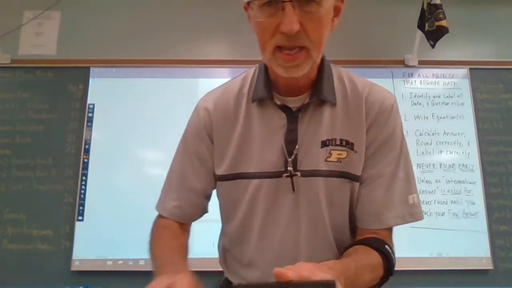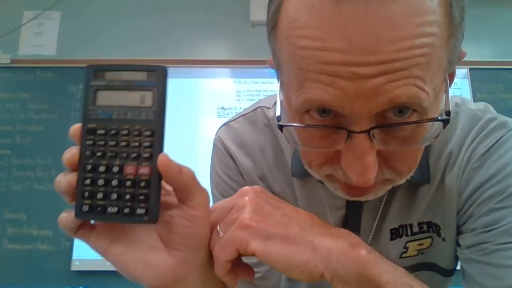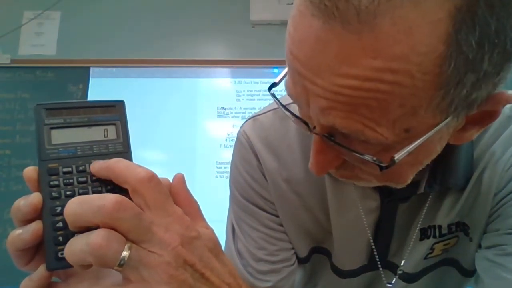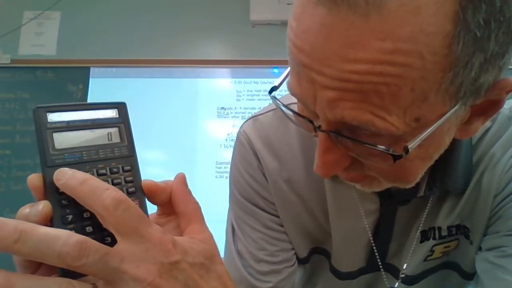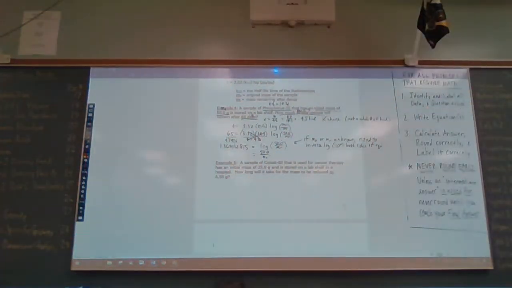Now I'm going to show you my calculator. You may have a different one, but it's going to look the same. As you can see, my log button is right there, and above it, it says 10 to the x. In order for me to get to that, I've got to hit Shift log. That'll get me to 10 to the x.